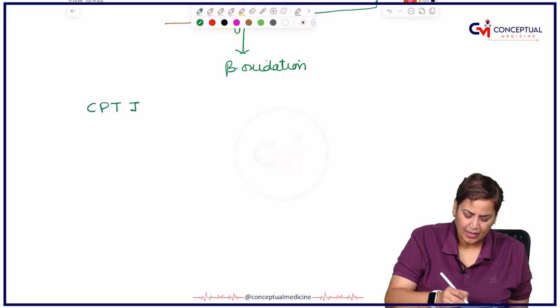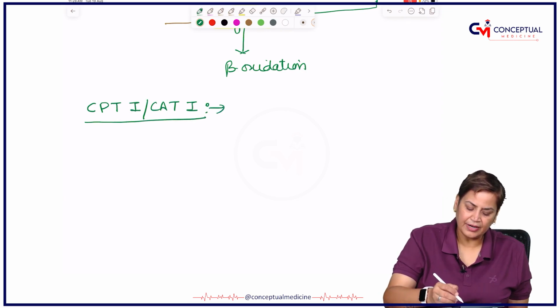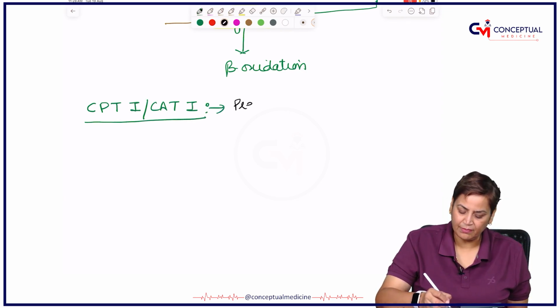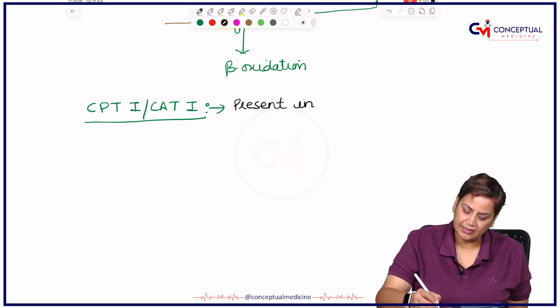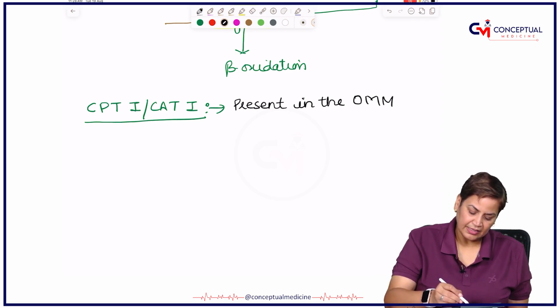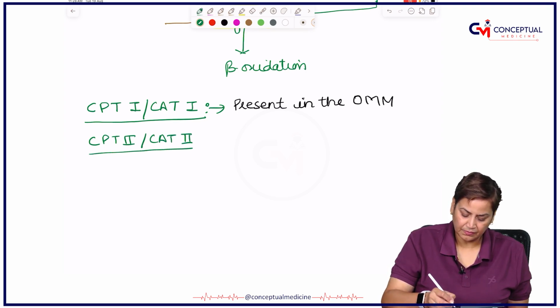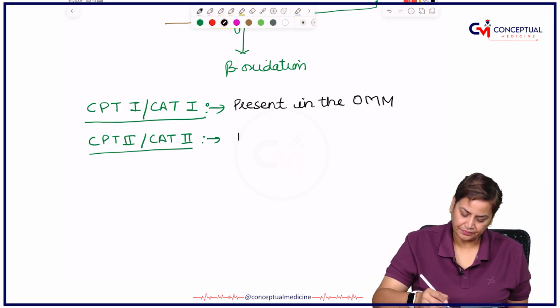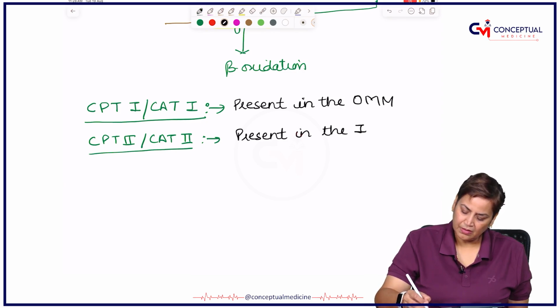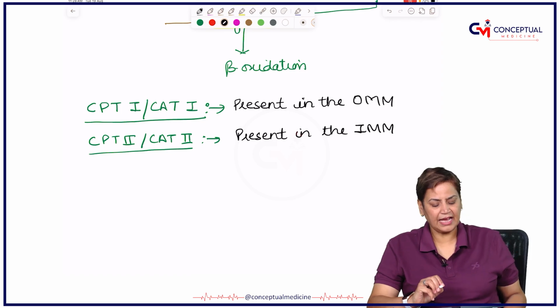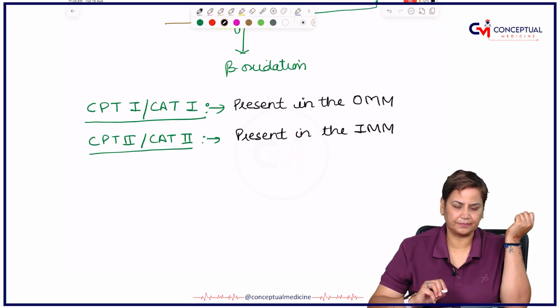CPT1 or CAT1. It is one and the same thing. It is present in the outer mitochondrial membrane. And if we talk about CPT2, carnitine palmitoyl transferase 2 or CAT2, it is present in the inner mitochondrial membrane. And the reaction takes place in the intermembrane space.